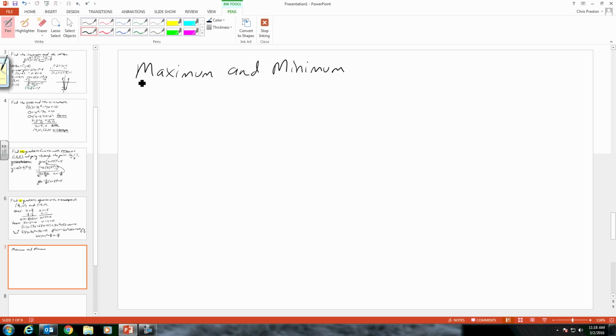Okay, so let's say you have a parabola facing upwards. It's going like this. And say we have another parabola that's facing downwards. Well, the one that's facing upwards has some lowest spot, and we're going to call that lowest spot the minimum. And then the one facing down has some highest spot, we're going to call that the maximum.